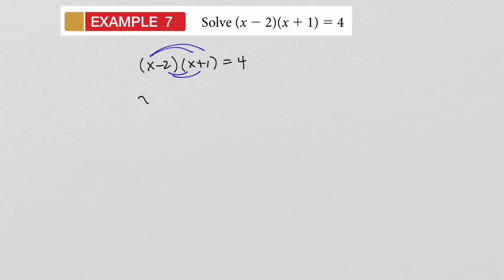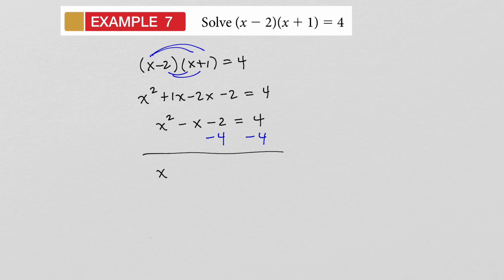And when we do that, we'll have x squared plus 1x minus 2x minus 2 equals 4. And that is x squared minus x minus 2 equals 4. And then I'm going to subtract 4 from both sides because I want to set this equal to 0. So that gives us x squared minus x minus 6 equals 0. Now it's in standard form.